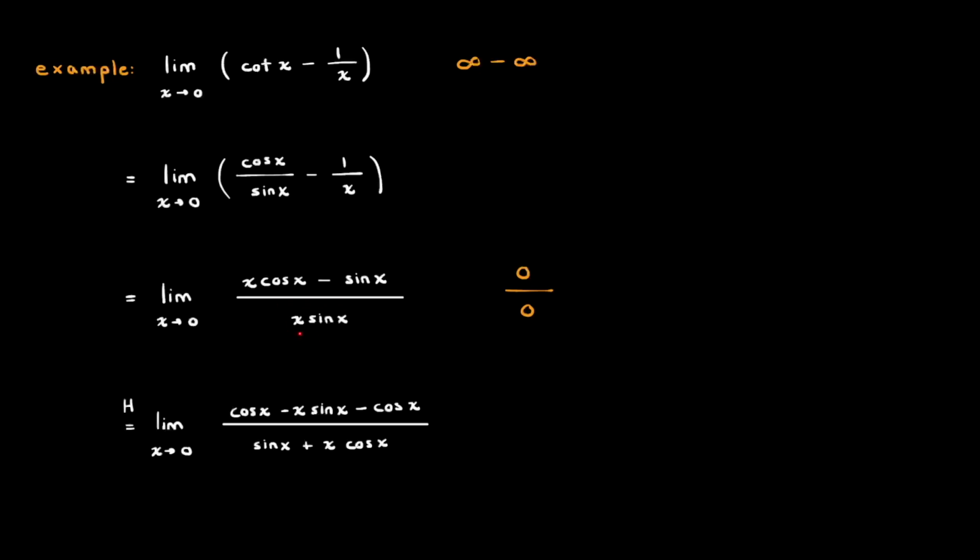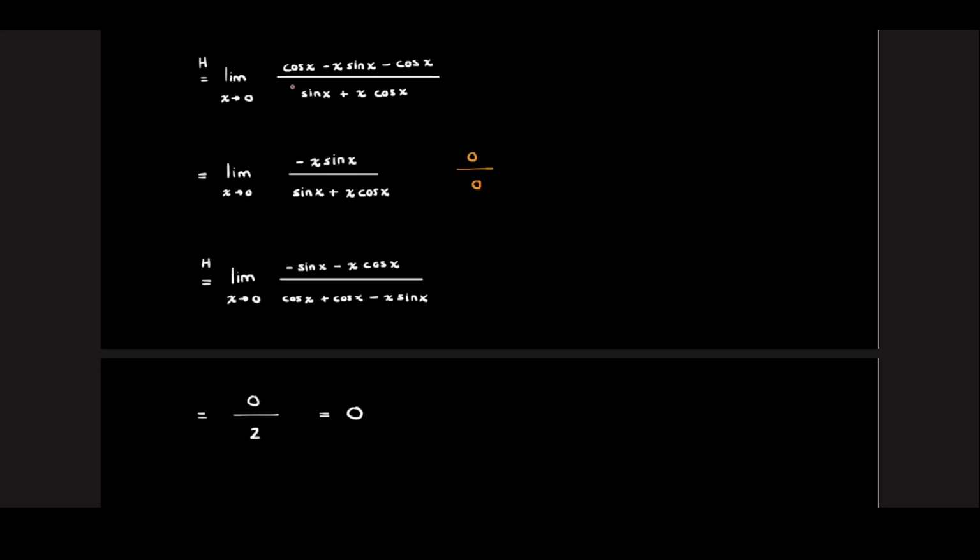The derivative of the first is just 1, keep the second one the same, plus keep the first function the same, and differentiate the second, you get cosine x. Now let's try to simplify this a little bit. I see that cosine x and minus cosine x will cancel out, and so I'll get this form.